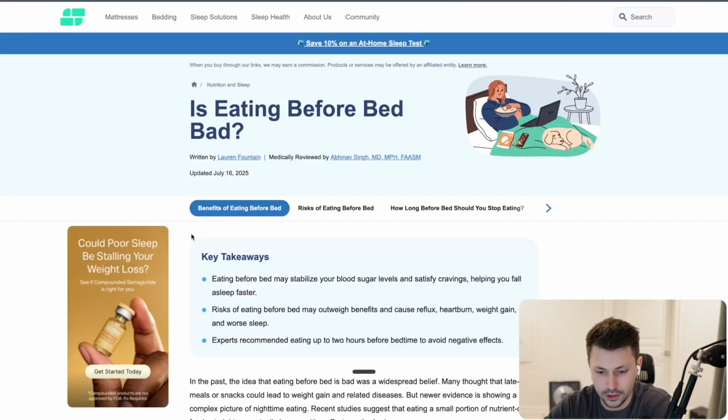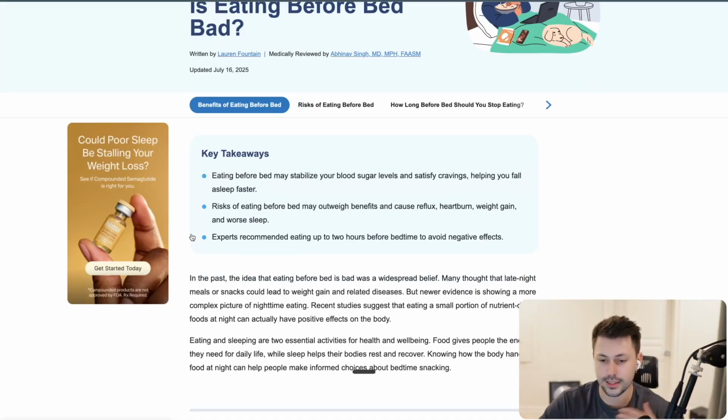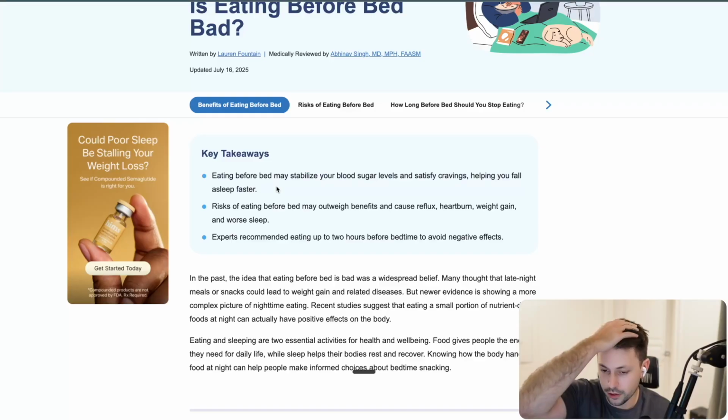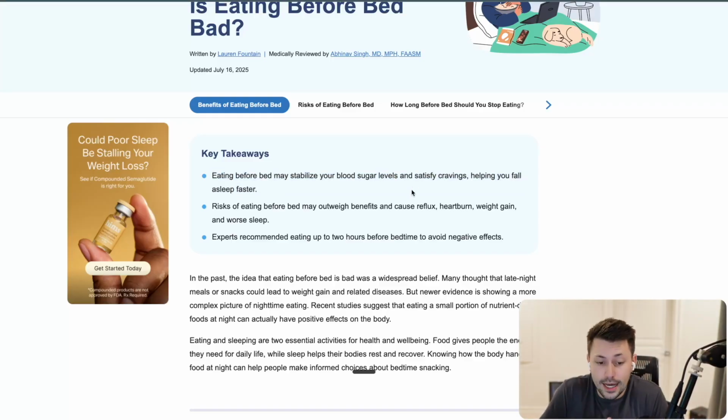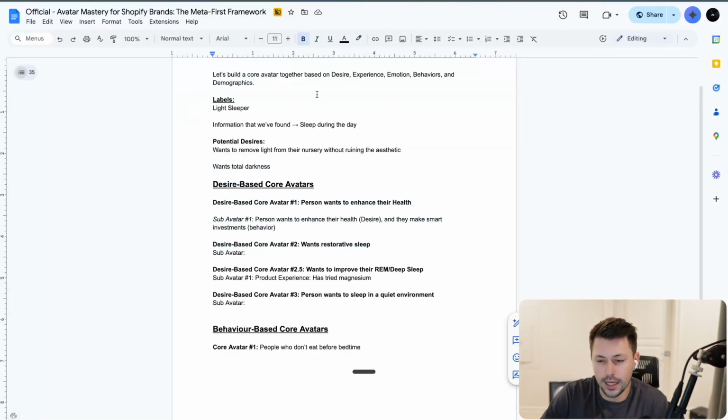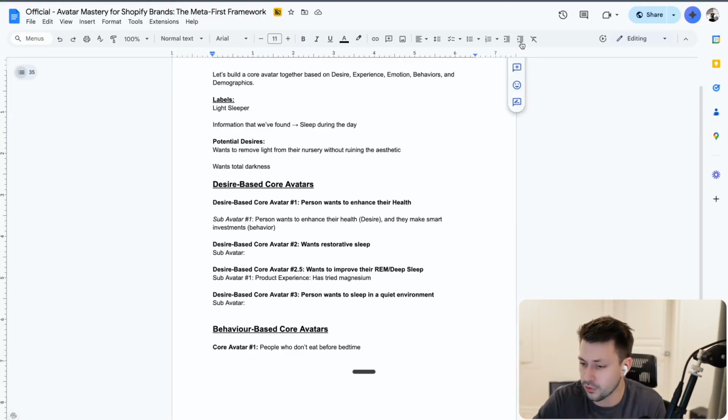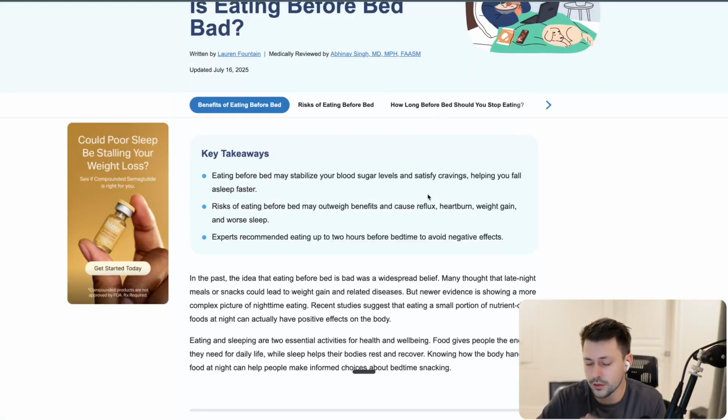So again, now we can just go into this. Actually read some articles, guys. Again, your work works more on you than you work on it. Eating before bed may stabilize your blood sugar levels and satisfy cravings, helping you fall asleep faster. Look at that, right? This could be such a great hook. And I love this, guys, because I get so excited for you. But people who don't eat before bedtime, right? Are you not eating before bed? That actually might be making your sleep worse, right?